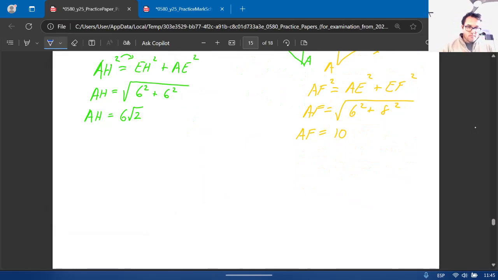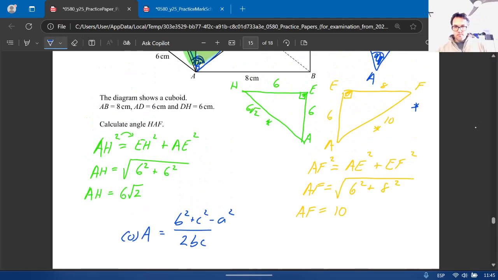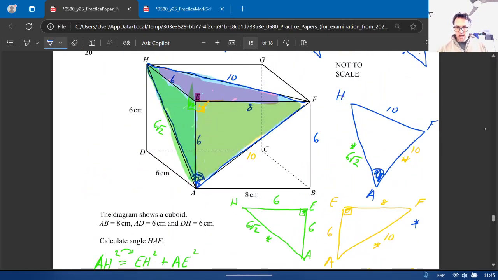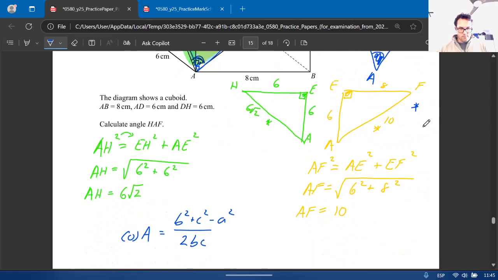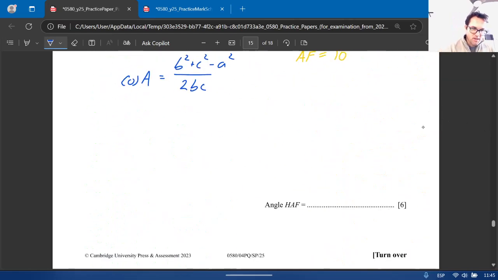So let's do that. It's cos A equals b squared plus c squared minus a squared over... No. See, don't confuse it. 2bc. So, the angle we want to know is HAF. So A is HAF. Of course, that cos, we're going to have to get rid of it. Let's go to the other side. That will become the opposite of cos, the inverse.